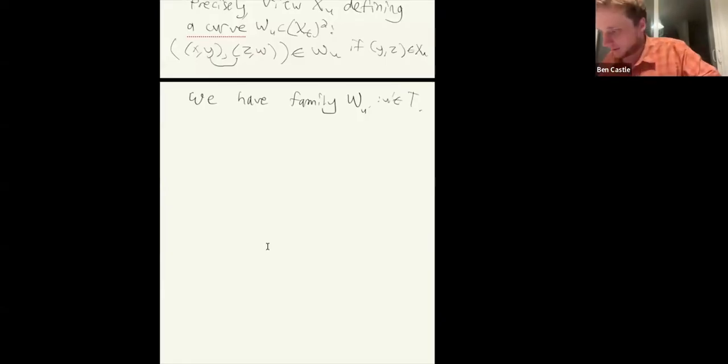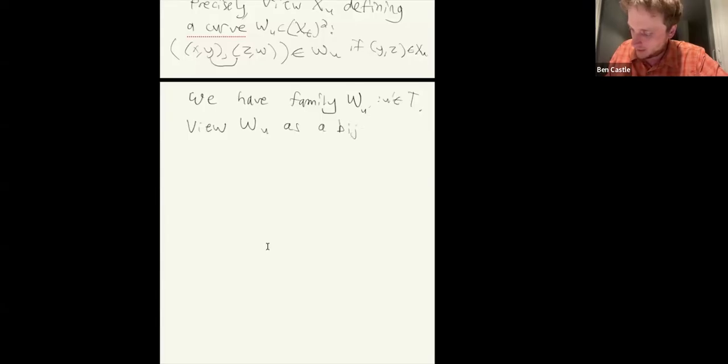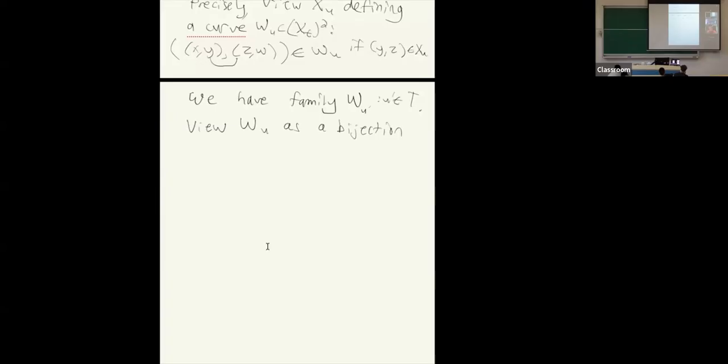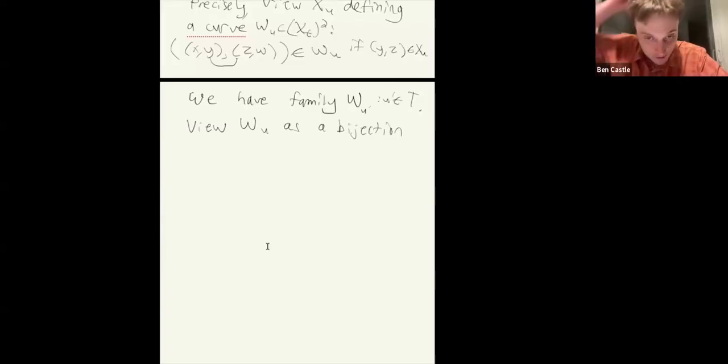Right. So we do the same thing as before. We view WU as a bijection from a set, what did I call them here, YU to ZU.